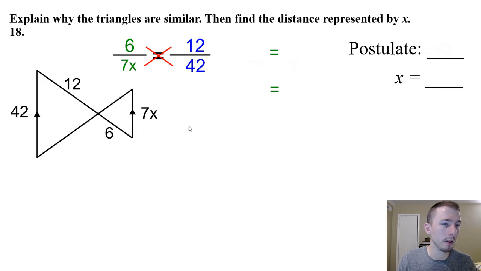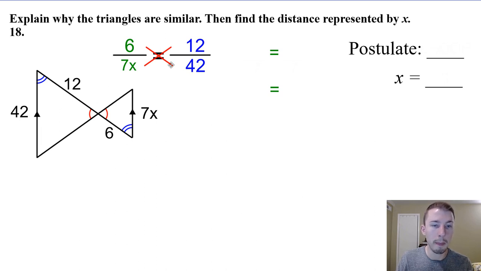All right, number 18. Oops, forgot to hide that. Spoilers. Again, we have alternate interior angles and vertical angles. So these two sides here are going to be the ones that are in between the two congruent angles. So 12 is going to go with a 6. See, they're in the same location, included in between our two congruent angles. So 6 goes to 12, just as 7x goes to 42.